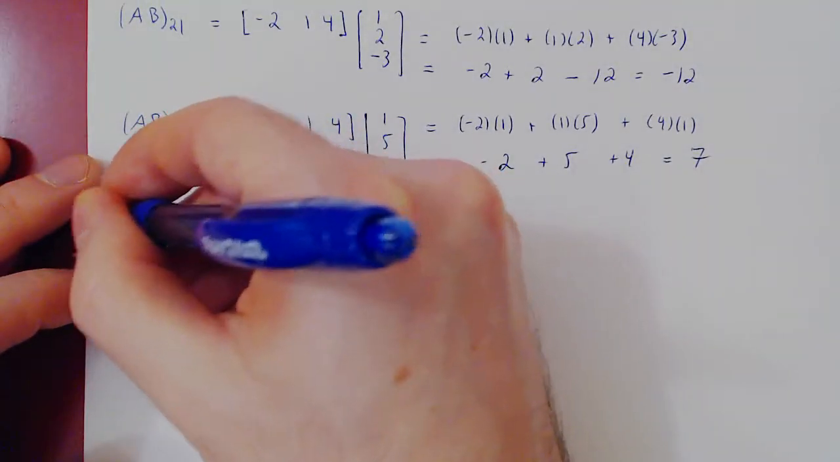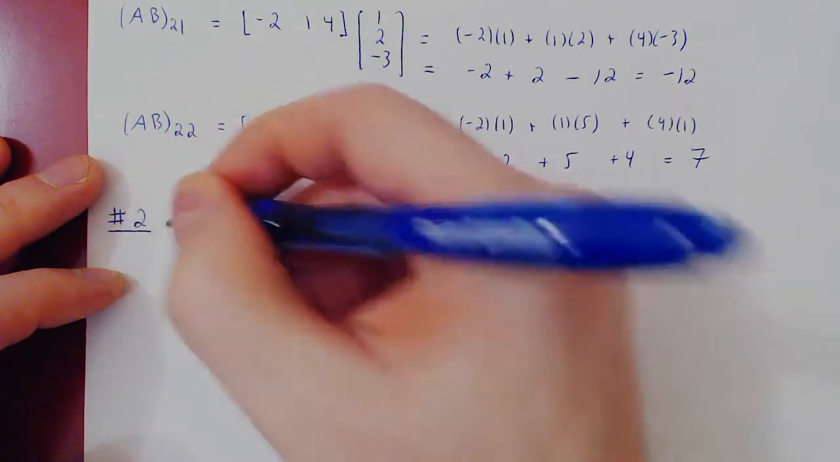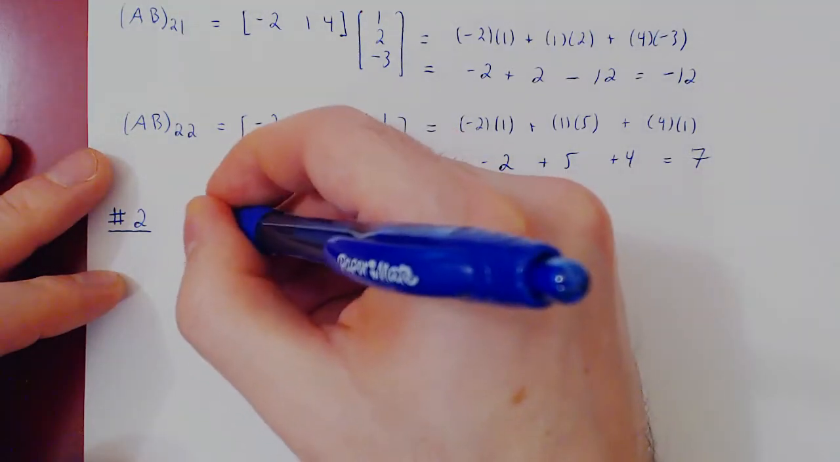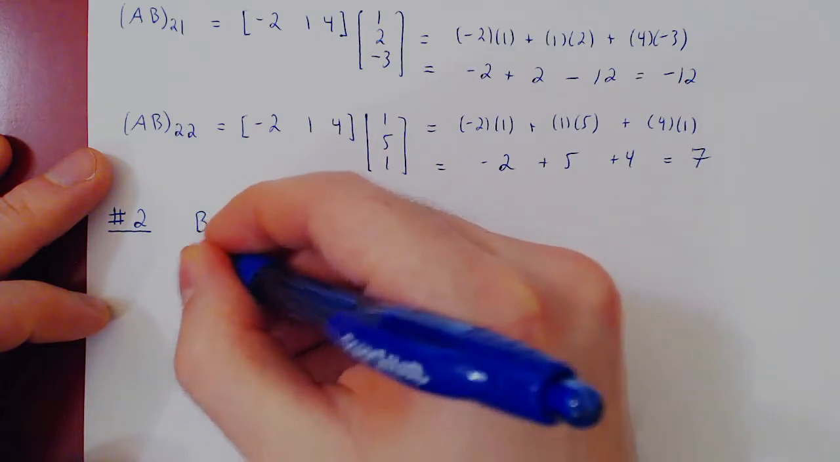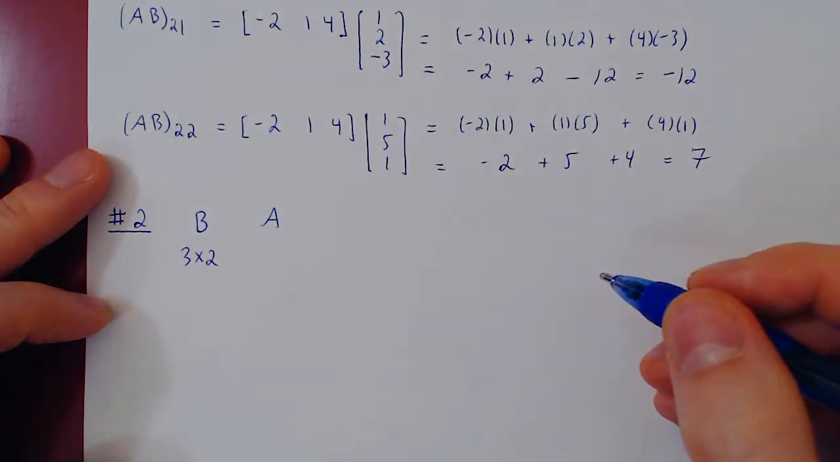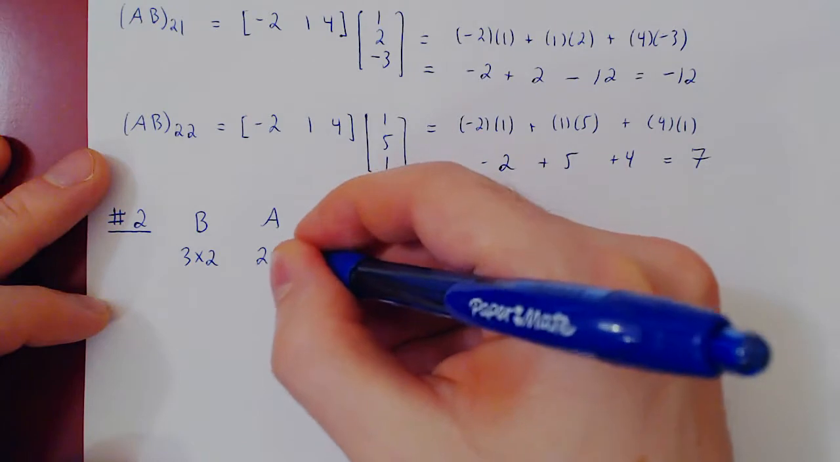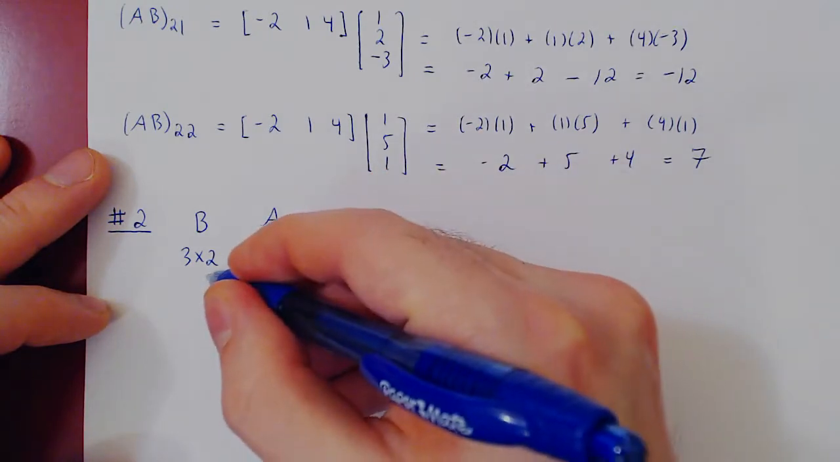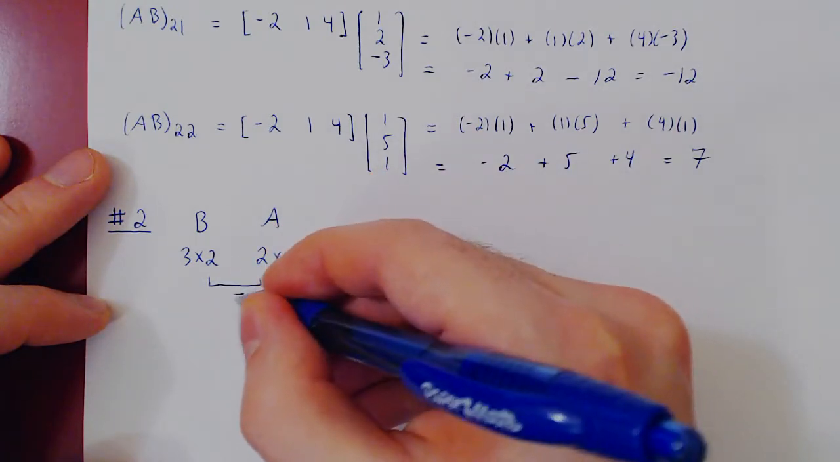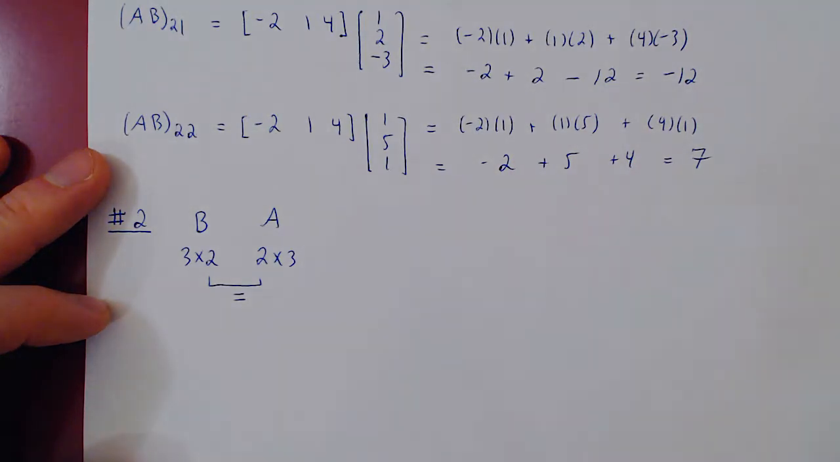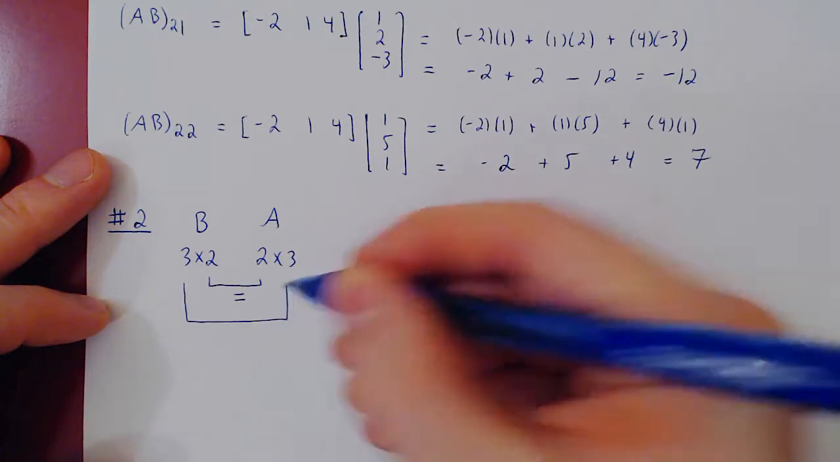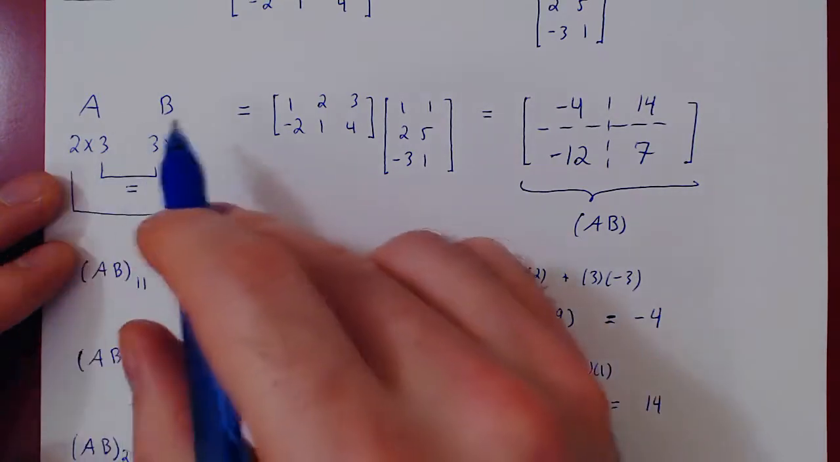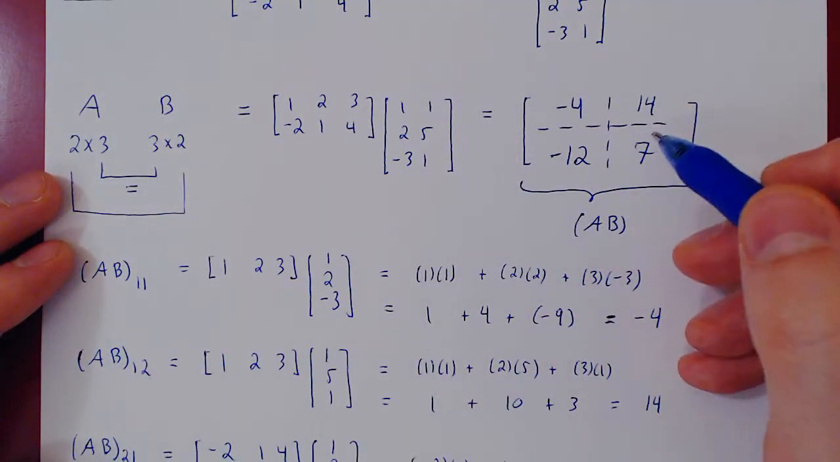Can we compute it? Well, B is a 3 by 2 matrix, and A is a 2 by 3 matrix. So 2 equals 2. So indeed, we can compute B times A, and the new matrix will be a 3 by 3 matrix. And this is kind of interesting because you see, A times B was defined, but it was a 2 by 2 matrix.